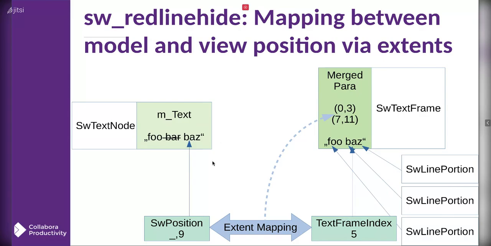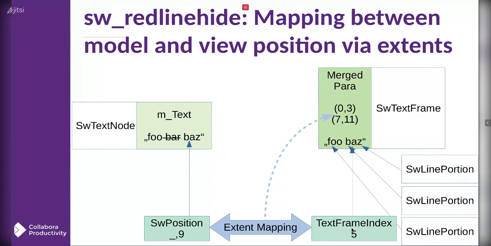And then we have two different kinds of positions or indexes. For the text node part, we use SW position, which in this example points between the B and the A. And the same index in the text frame is, of course, a different one. And we use a different type for this, the text frame index type.